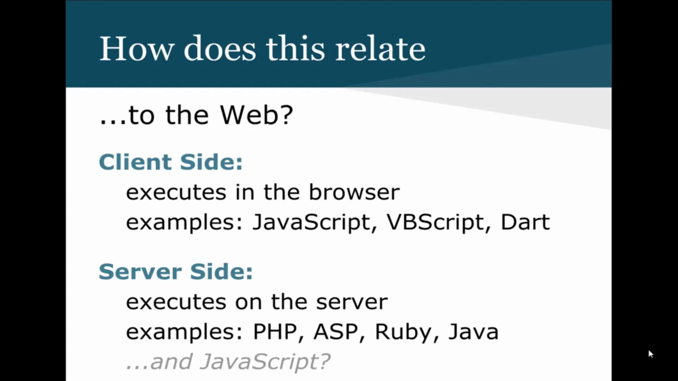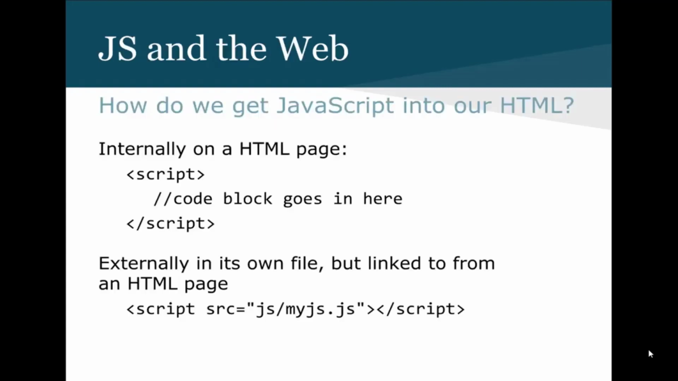JavaScript can also be compiled on the server before it is served up, but that's a different subject for another course. We're primarily concerned with JavaScript as a client-side language when it gets executed and interpreted through the browser. So how do we get JavaScript into our HTML? I know that you guys have seen these script tags before. We can write it directly on the page with the script tag, and we can write it externally with the script tag and the source attribute.